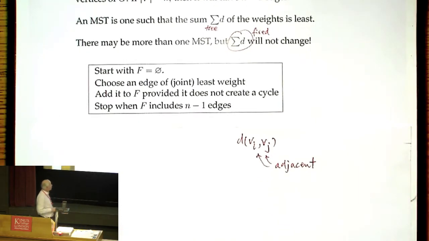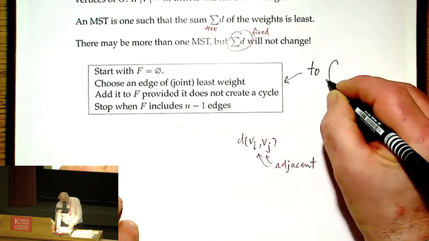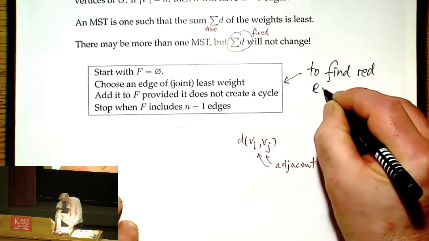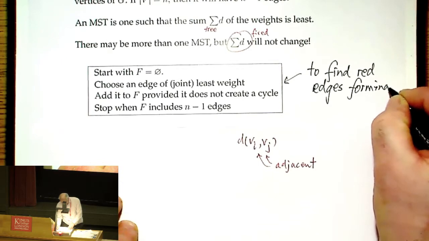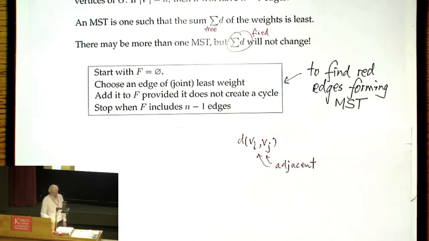I'm not going to prove why this works. It's actually harder to prove why it works than Dijkstra's algorithm. But this is all you do. You want to construct the edges of this tree. So remember the diagram, we want to find the red edges. The whole idea is these instructions will help us to find the red edges forming the tree that eventually, when you have them all in, will form the minimum spanning tree. And you do it step by step.